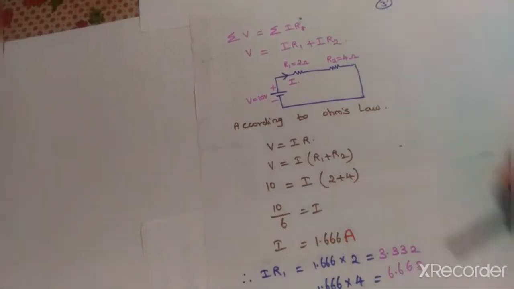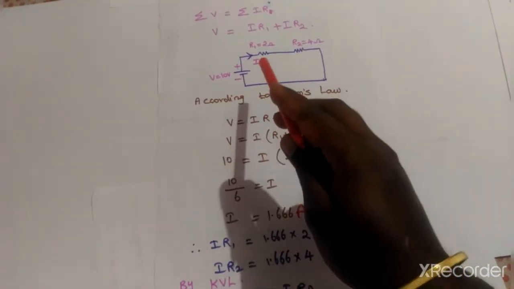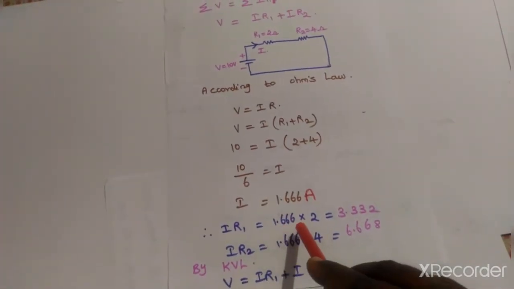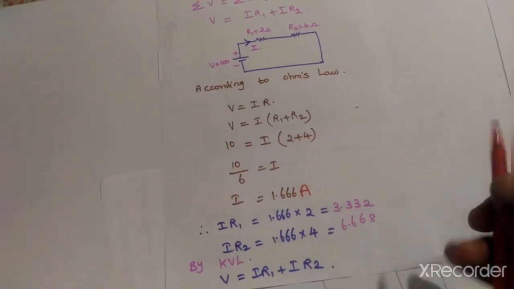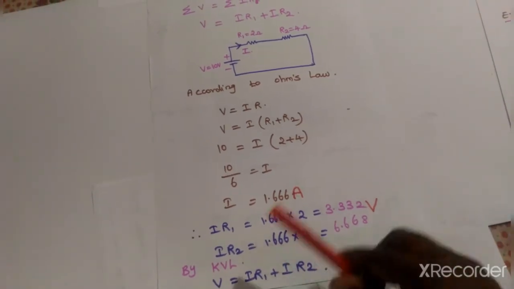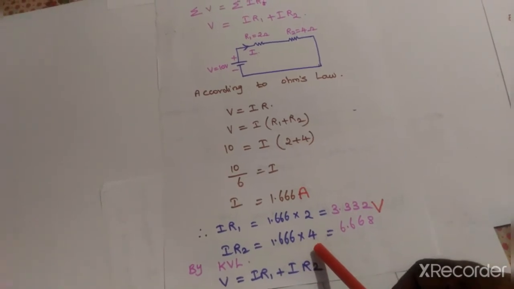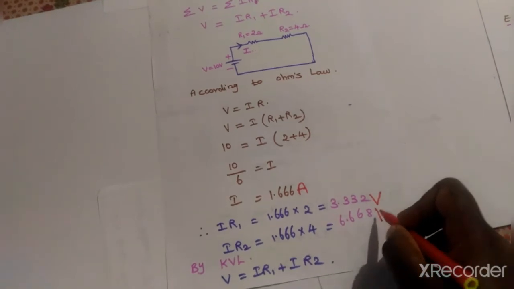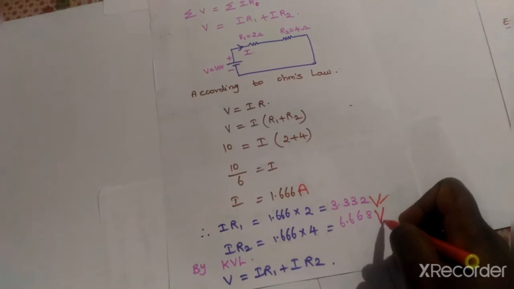Now let us see what the drop across the resistance R1 is. The drop across the resistance R1 is I into R1. V is equal to I into R1. So the I value 1.666 into R1 resistance 2 ohms, so the voltage drop across the first resistance will be 3.332 volt, and the drop across the second resistance is I R2. I value 1.666 into 4, the R2 value, so the voltage will be 6.668 volt. So this is the voltage drop across the resistances R1 and R2.